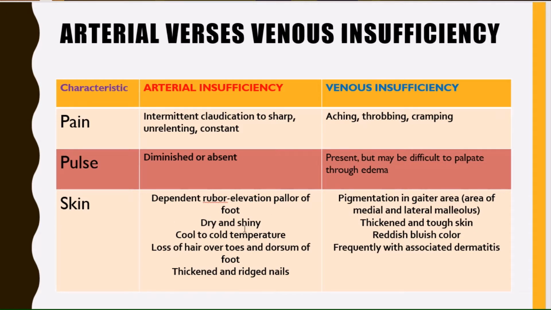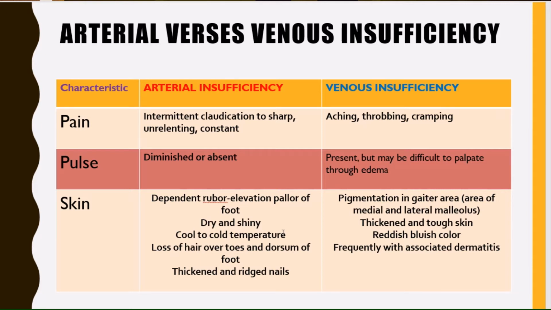Then the skin may be dry and shiny. Again, all this is because there is insufficient blood flow or no blood flow. The skin will be cool or cold to touch. There will be loss of hair over the toes and the dorsum of the foot, and thickened and ridged nails. You can definitely see these in arterial insufficiency.